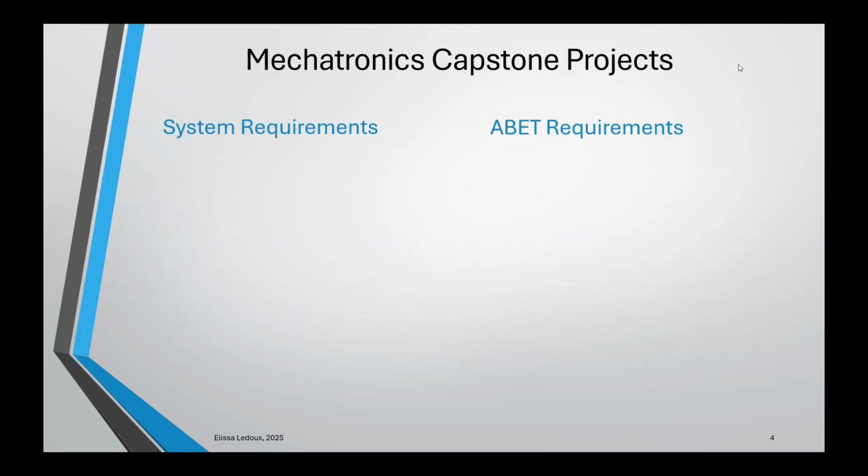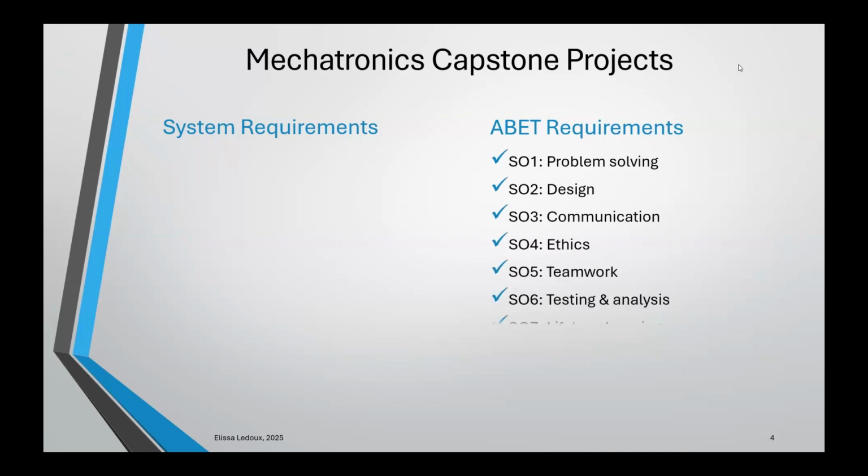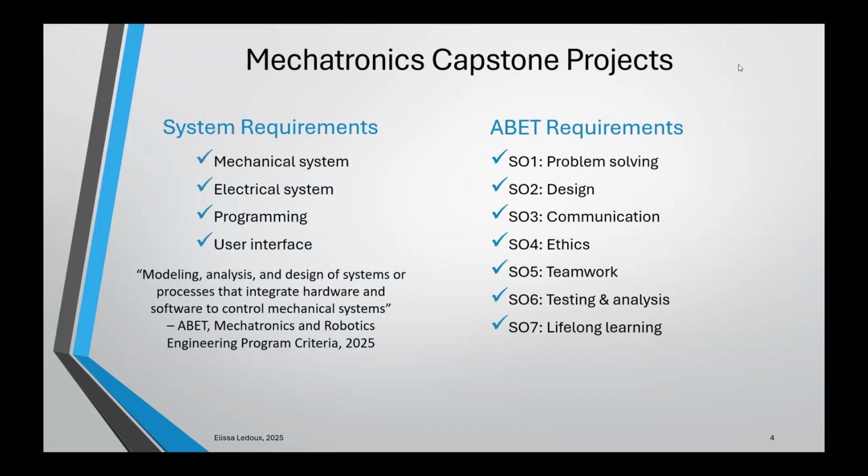So what constitutes a mechatronics capstone project? Well, there are 2 categories, both major specific requirements and ABET student outcomes. These are the 7 ABET student outcomes for accrediting engineering programs, and it's commonly expected that senior capstone projects meet all of these or close to all of them. For a mechatronics engineering project specifically, it must consist of a mechanical system, electrical system, programming, and user interface.